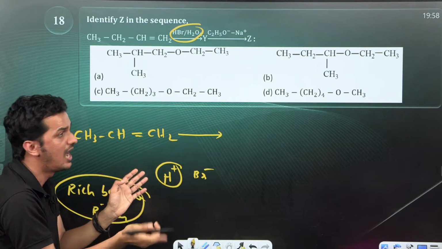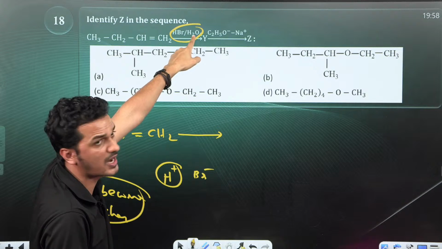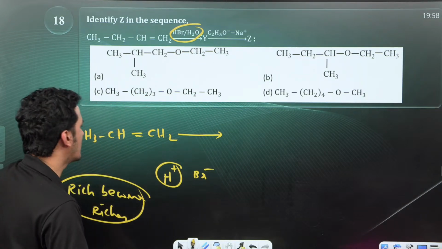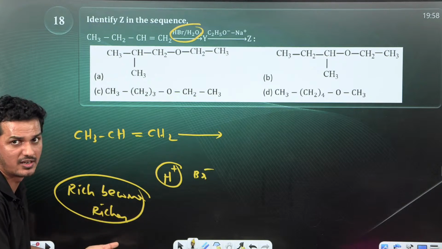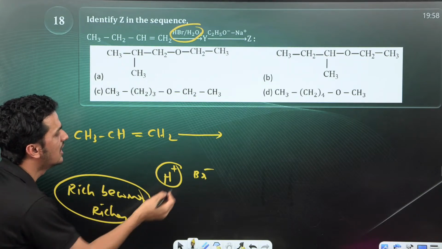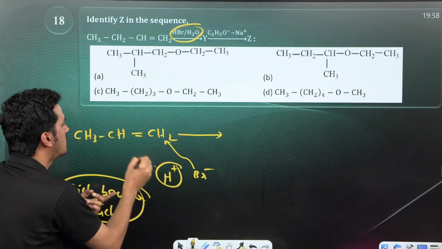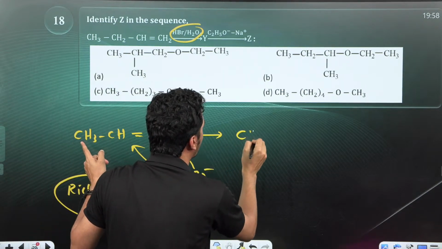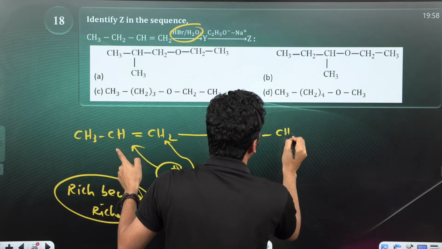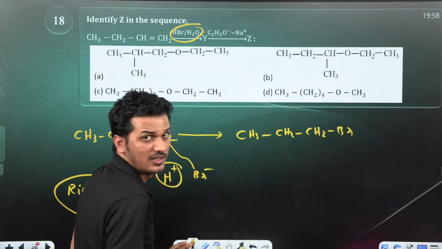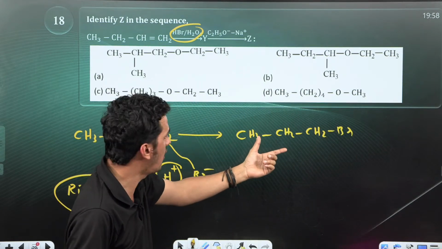Normally Markovnikov. Anti-Markovnikov, because of the presence of peroxide, it will undergo the Kharash effect. What effect? Kharash effect. Kharash effect takes place means this Br minus will go to here and H will go to here. You will get CH3 CH2 CH2Br. Now this is a haloalkane.